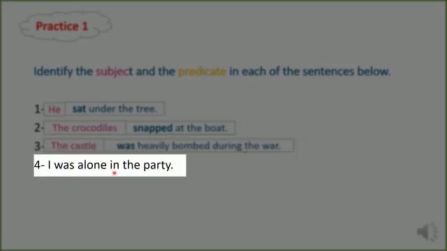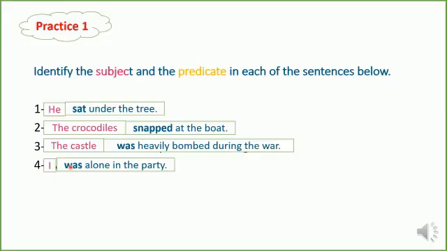I was alone in the party. I is the personal pronoun. The pronoun acts here as a subject. Here I is the subject. Was alone in the party is the predicate of the sentence. So look here, you can notice that the subject may be a pronoun or even a noun, a singular or even a plural noun.